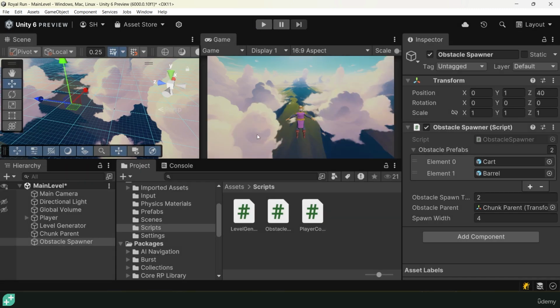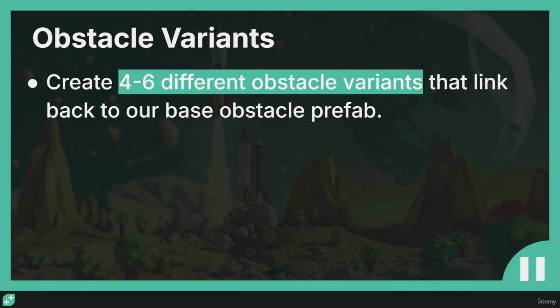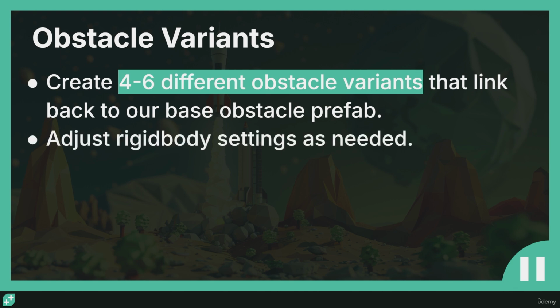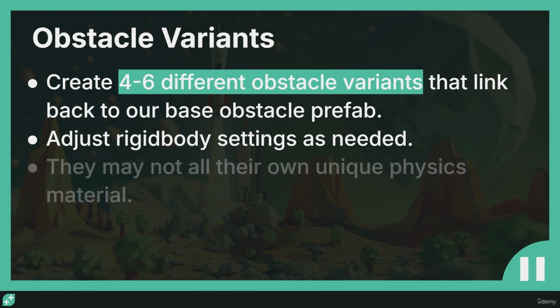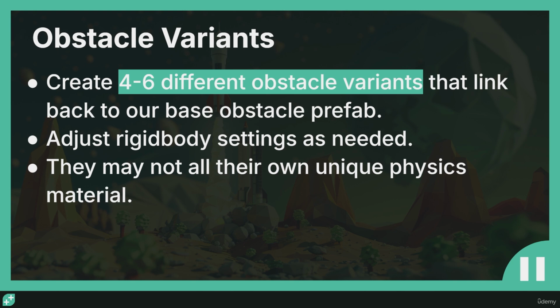With that set up, I'd like to introduce you to this lecture's challenge. Create 4 to 6 different obstacle variants that link back to our base obstacle prefab, just adding a little bit of variety into our scene before we move on. Adjust the rigidbody settings as needed, but they may not all need their own unique physics material. Spend as much or as little time on this as you'd like. I'm not going to be too picky or spend too much time being super specific and drilling in on each individual obstacle, but I'd like to have some variety in my scene before I move on.